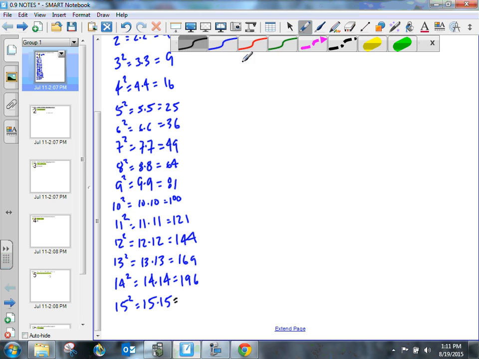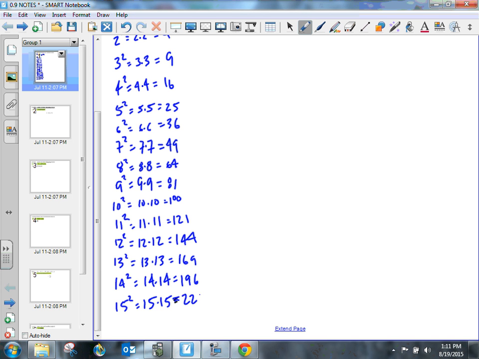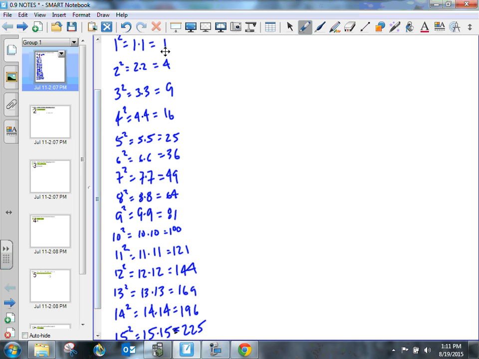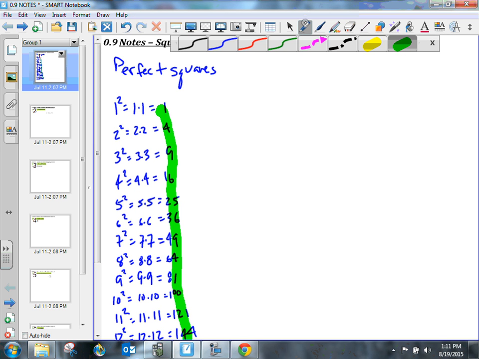So all of these numbers are perfect squares. Okay. These are the numbers that I'm looking for that will help me simplify my radicals. Okay. So these are the perfect squares that I will need to use. These are the numbers that are perfect squares.